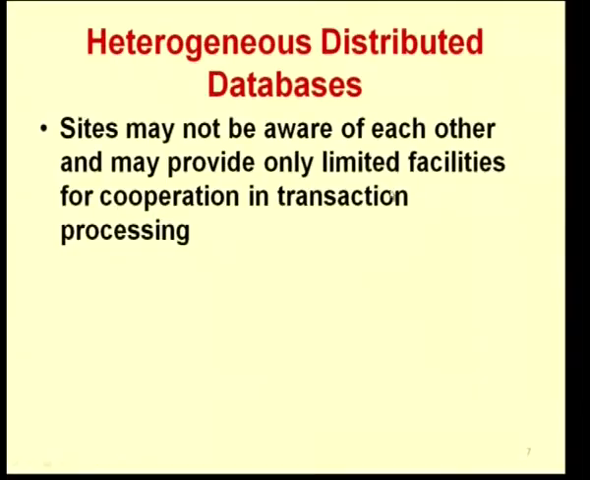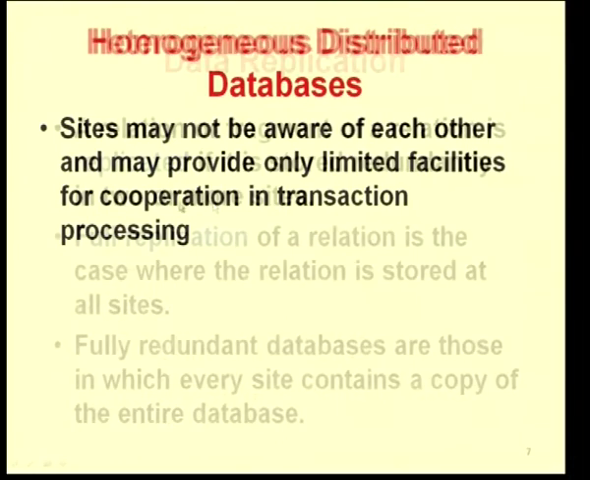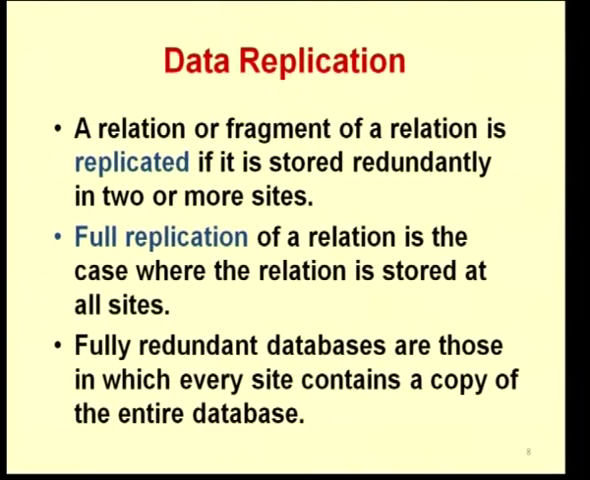So, look at two very important concepts of databases: query processing and transaction processing. So, if different sites have different schemas, then query processing becomes different. If they use different software, then transaction processing becomes different. So, sites may not be aware of each other and may provide only limited facilities for cooperation. So, one important aspect of this is data replication. A relation or fragment of a relation is replicated if it is stored redundantly in two or more sites.